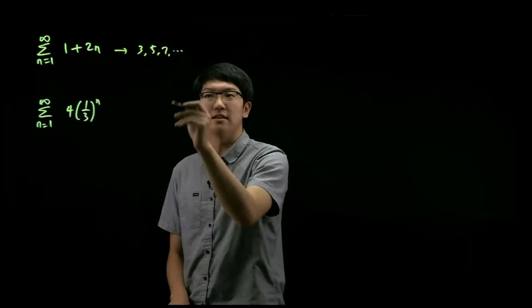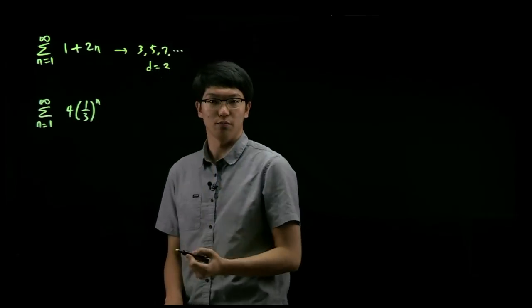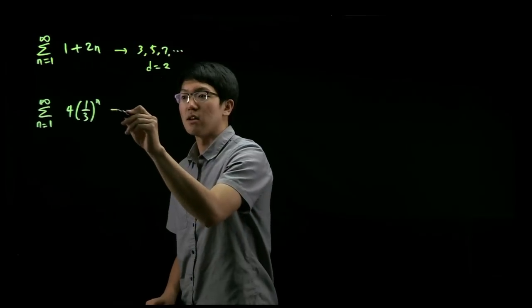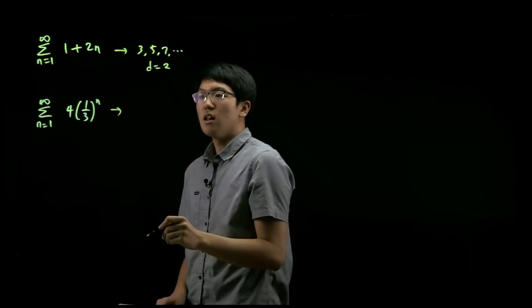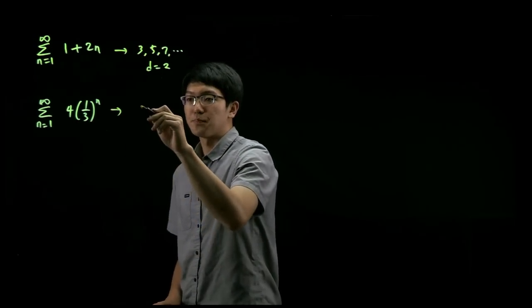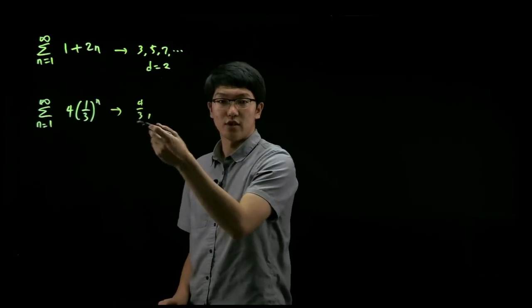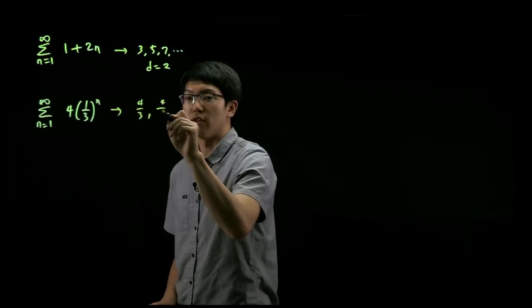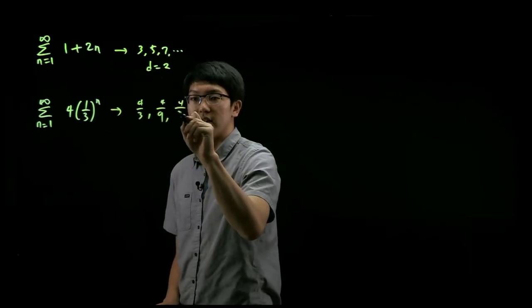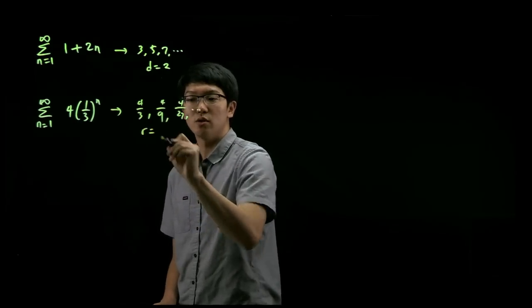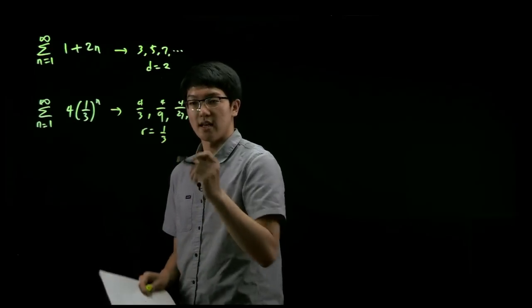So, two simple examples here. The first one is arithmetic, because when n is 1, we are going to get 1 plus 2, which is 3, and then when n is 2, 1 plus 4 is 5, 7, and so on. So what was the common difference? Common difference was 2. For the second example, this is a geometric series because when our n is 1, then it's going to be 4/3, and then when our n is 2, then it's going to be 4/9 and 4/27, and so on. So our common ratio was 1/3 in this case.